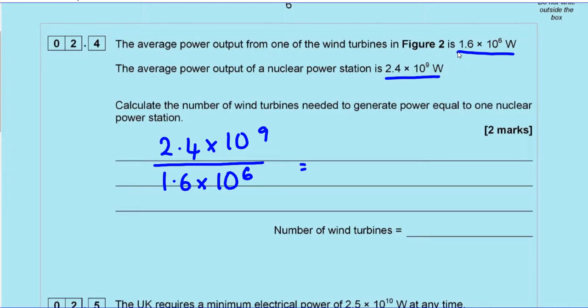The trick with this question is being able to use the standard form notation on your calculator. If you can get these figures into your calculator correctly, then your calculator will tell you that you need 1,500 wind turbines to match your single nuclear power station.